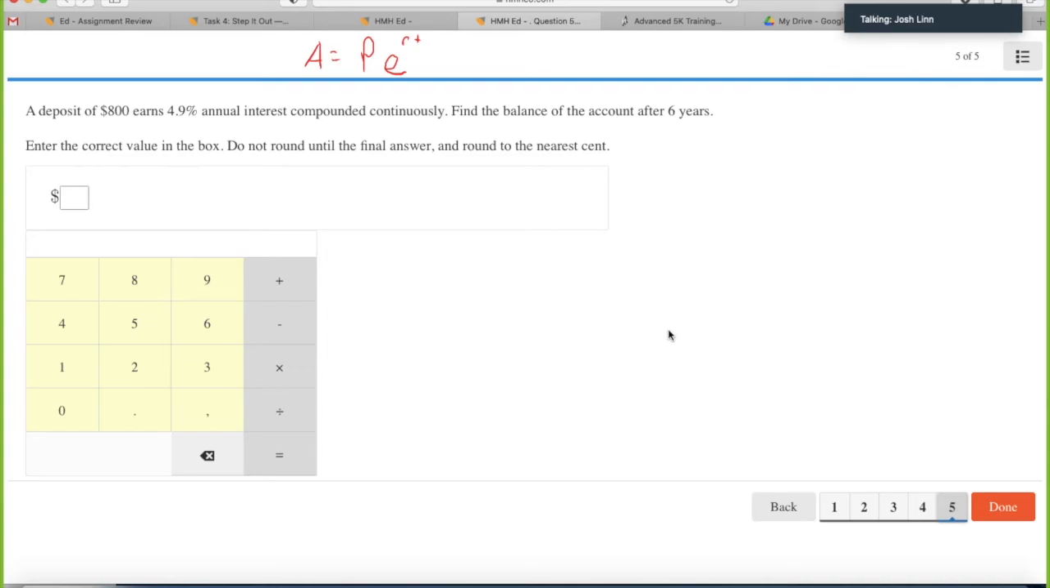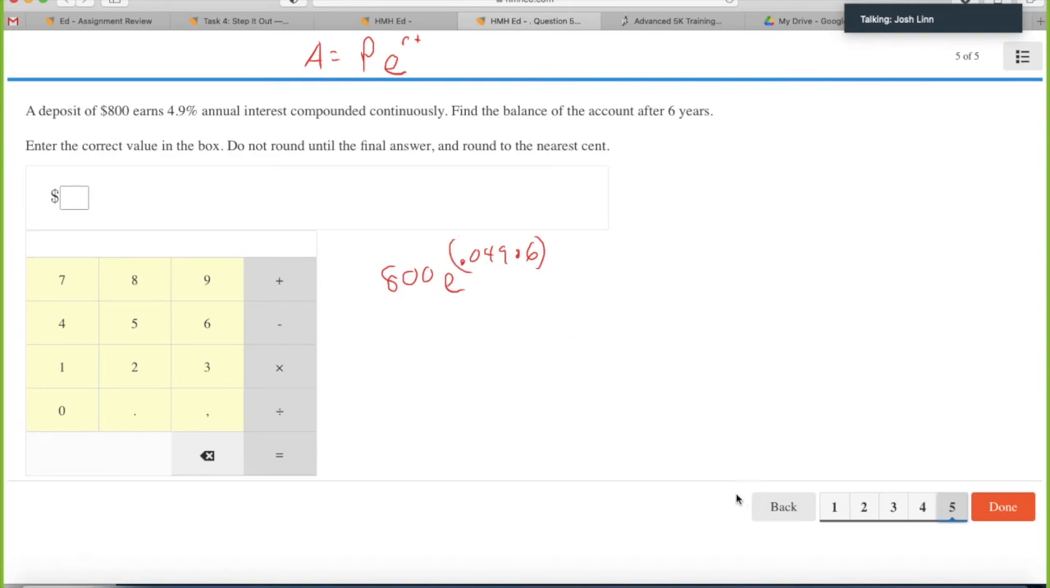I did go over this in the notes because I'm going to go back and put it in. But this is our formula. So again, we've got our principal, so 800 e to the power of our rate, which is 0.049, times T, which is 6 years.